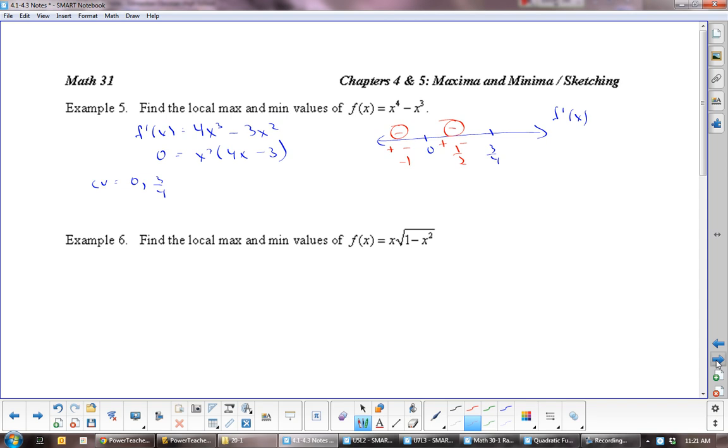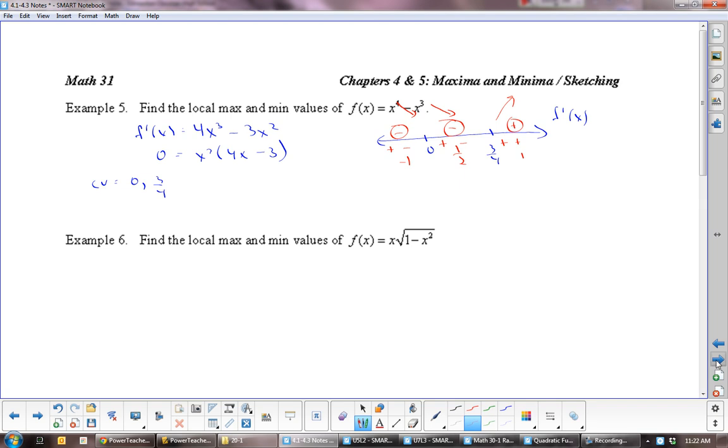Past 3/4, let's go bigger. Let's do 1. 1 squared is positive. 4 times 1 minus 3 is positive. So here we have a positive. So this is going down, that's down, and then we have positive.